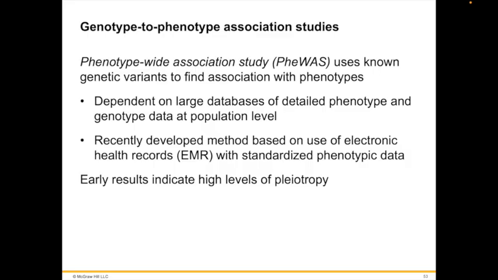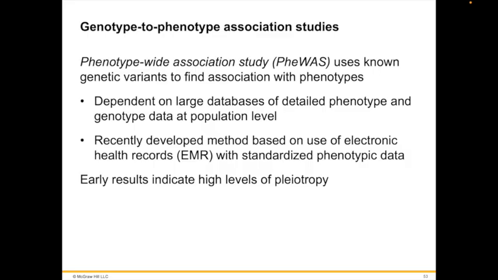Another approach is to take advantage of the large databases containing phenotypic data linked to genotypic data. Some electronic health records are being designed to standardize phenotypic data, and when these include volunteers to provide DNA for analysis, this allows a form of reverse genetics in humans. This kind of population-based analysis, the Phenotype-Wide Association Studies, PheWAS, uses known variants to assess their association with a wide spectrum of phenotypes in the electronic health records.